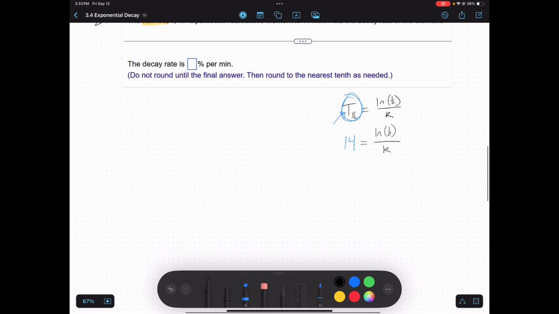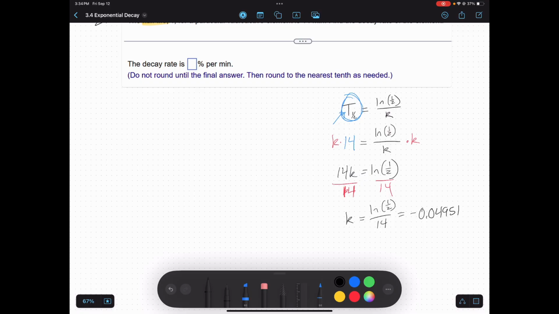So multiply both sides by k, I'm left with 14k equals natural log of 1/2, and then divide by 14. And I get k is equal to the natural log of 1/2 over 14. When I plug that into my calculator, I get negative 0.04951, and that should be enough decimal places, so I'll stop there.